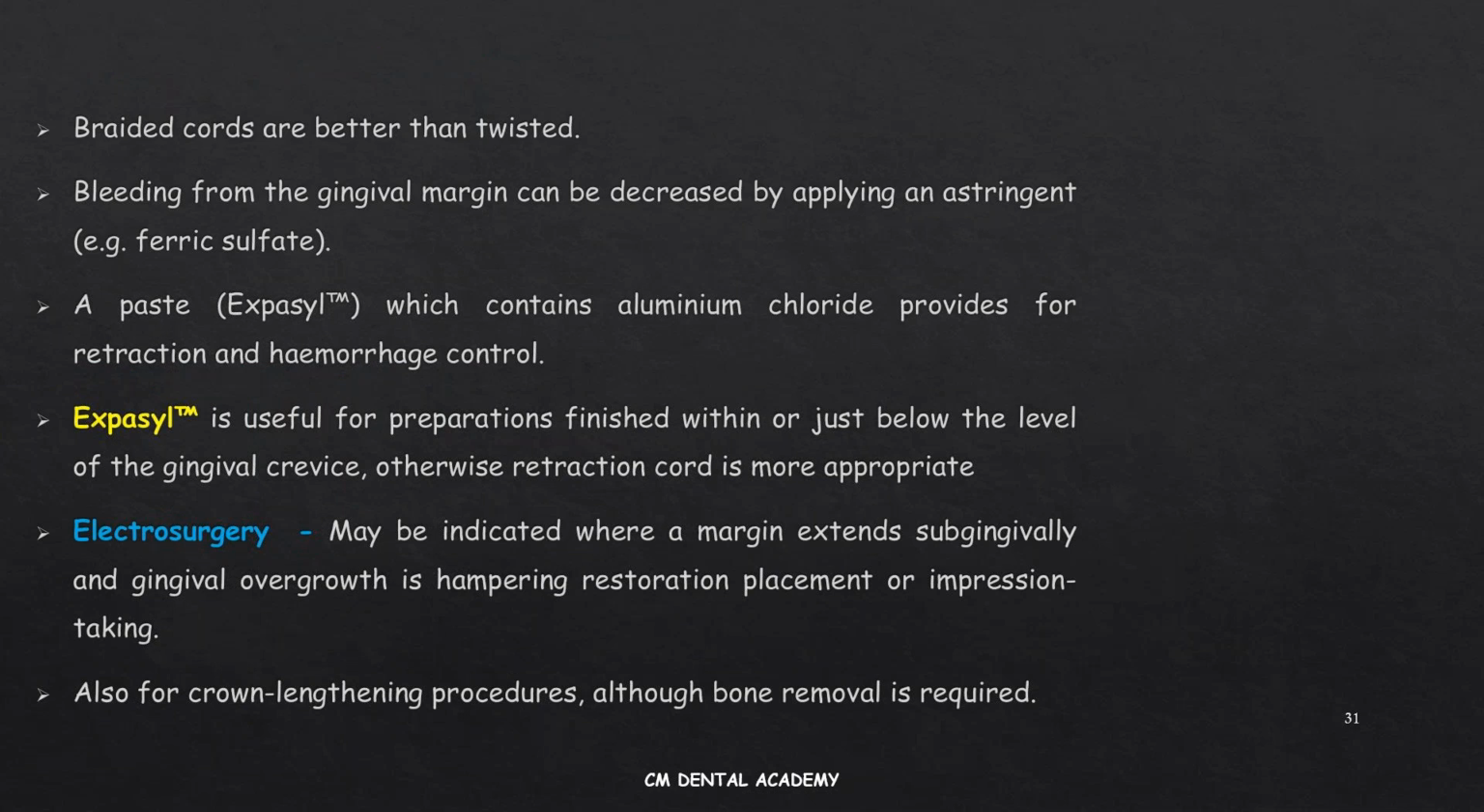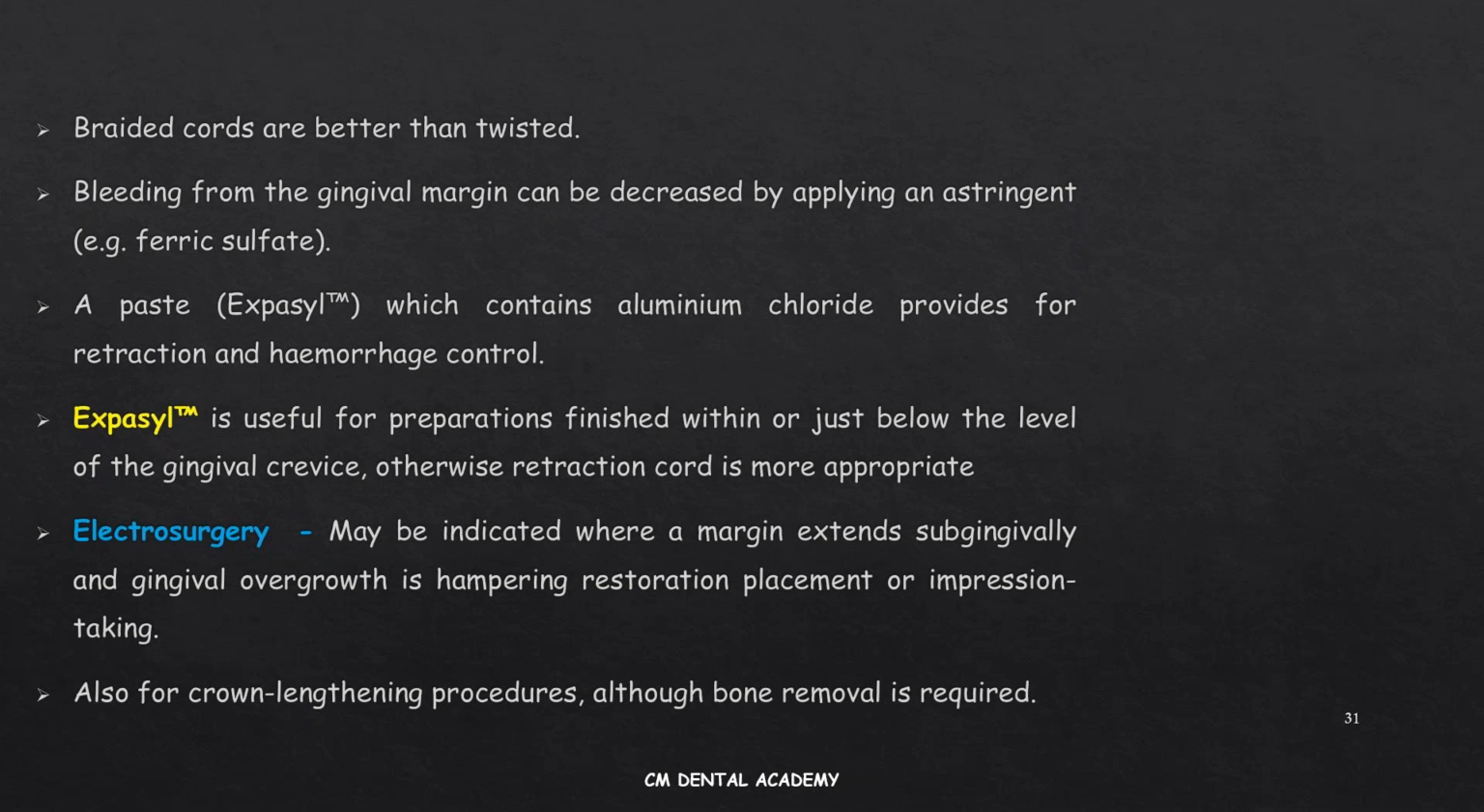Braided cords are better than the twisted ones. Bleeding from the gingival margin can be decreased by applying an astringent, which contains ferric sulfate, or a paste which contains aluminum chloride, which provides for retraction and hemorrhage control.